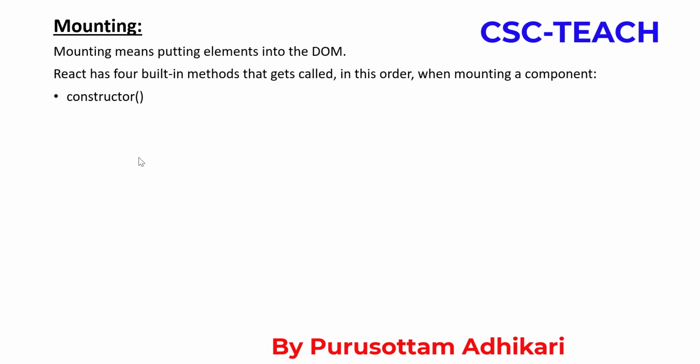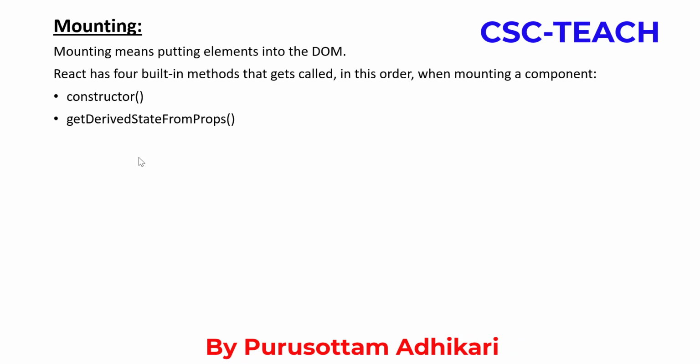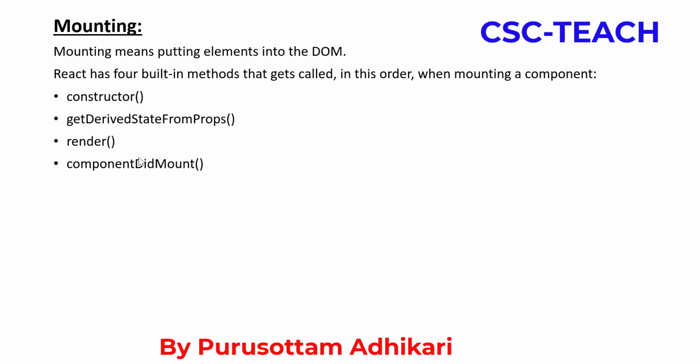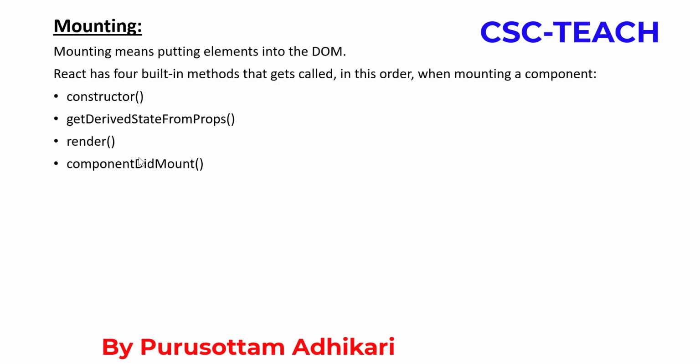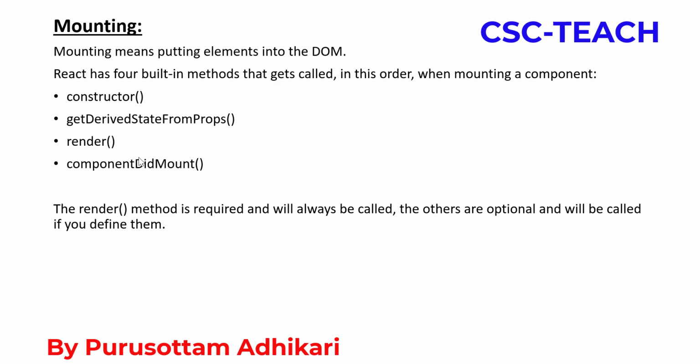If you build a mounting method, first we call the constructor, then getDerivedStateFromProps, then render, then componentDidMount. There are four built-in methods in the mounting phase: first is constructor, second is getDerivedStateFromProps, third is render, and fourth is componentDidMount. The render method is required and will always be called. The others are optional and will be called if you define them.